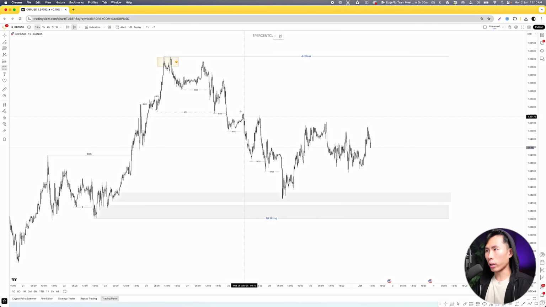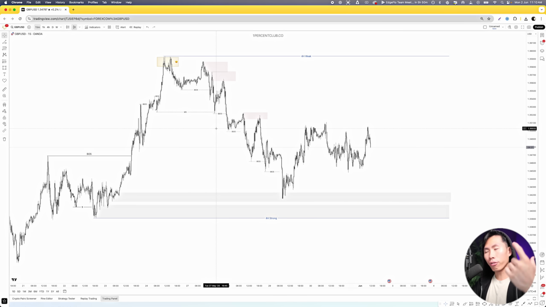Okay, so let me quickly map out the supply zones that we have up here for you guys to see. There's one right there, and then there's potentially another one right here, and then there's another one right here. All right, remember, the high probability shorts are always going to be the ones after market shift.